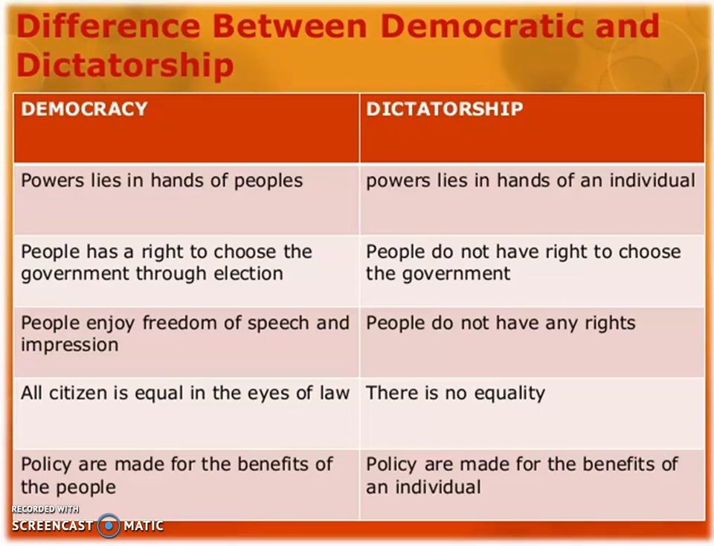In democracy, policies are made for the benefit of the people, means the people have welfare. Government works in such a way that people should be benefited. Every person takes the benefit, even if he is poor or rich. Everybody gets equal benefit from the law or the policies made by the government. But on the other side, in dictatorship, policies are always in favor of the individual or the class to which the dictator belongs.